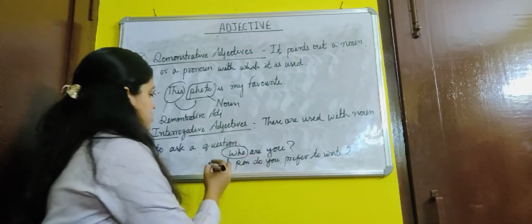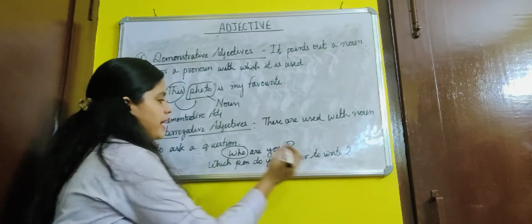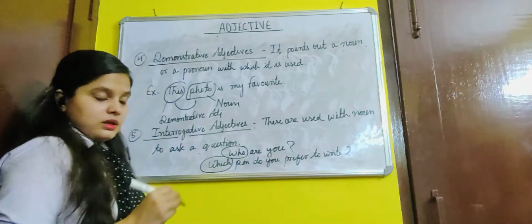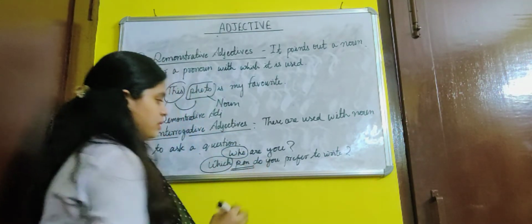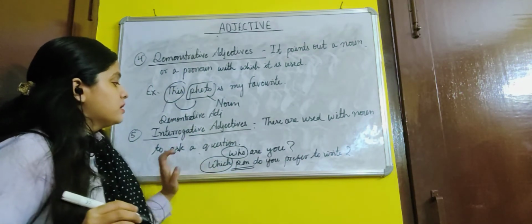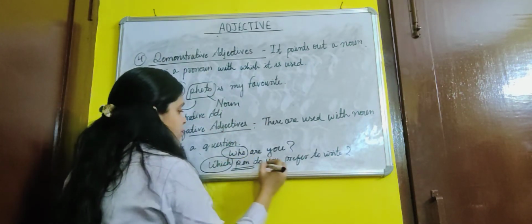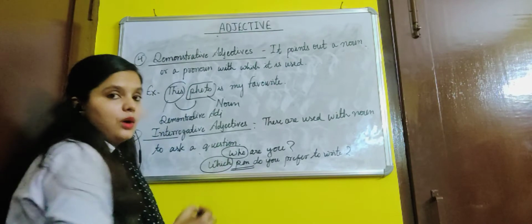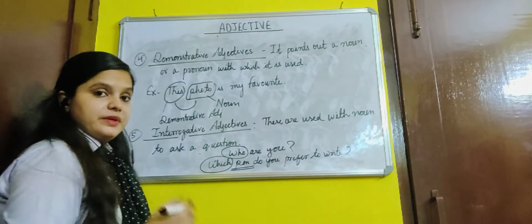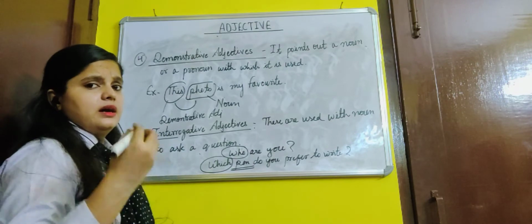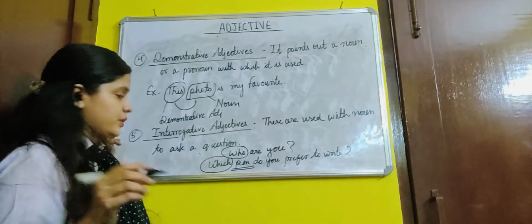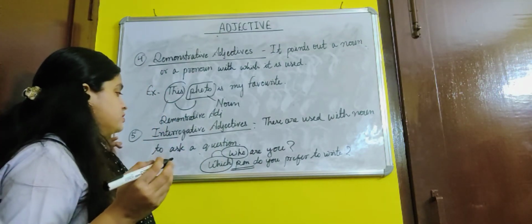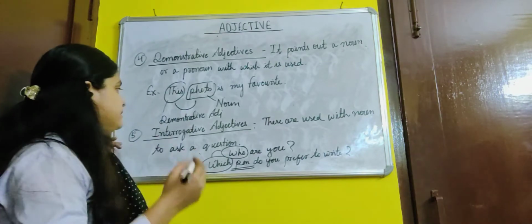Now see the next sentence, that is, which pen do you prefer to write? Here the word which is used with a noun, that is pen. It is a word that is used with a noun to ask a question. It means there are too many pens and someone is asking which pen do you prefer. So this is the difference between interrogative pronouns and interrogative adjectives.